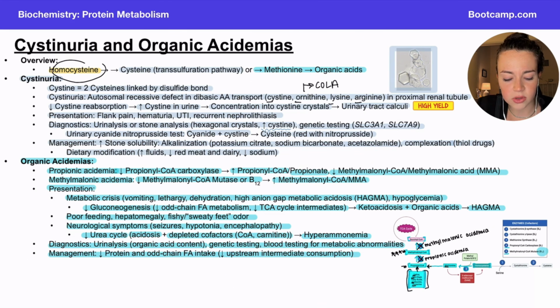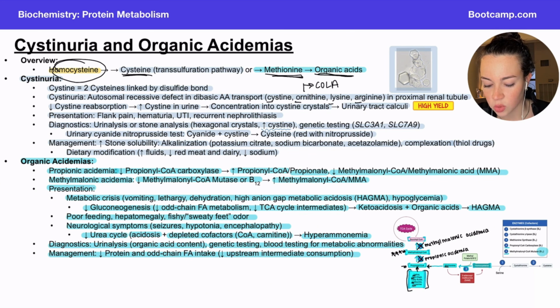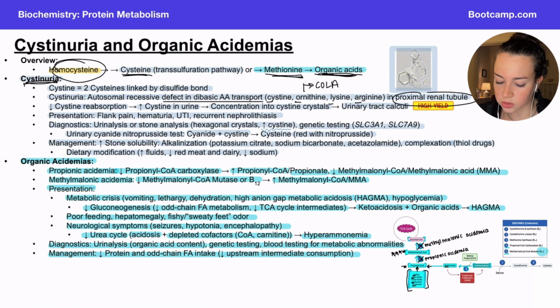In this video we've been talking about conditions associated with the 2 major breakdown pathways of homocysteine. Homocysteine, remember, can be broken down into cysteine or into methionine and then into organic acids. The first condition we discussed is cystinuria, which is a defect in the dibasic amino acid transporter in the proximal renal tubule. Those dibasic amino acids being cystine, ornithine, lysine, and arginine. Cystine, if you remember, was the combination of 2 cysteines linked together.